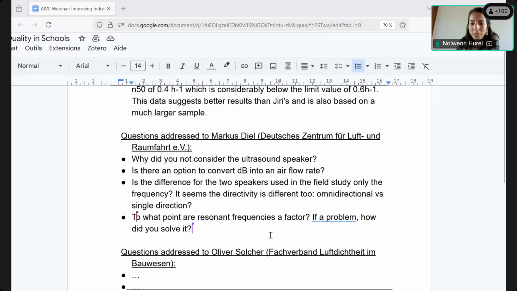Actually, I have a question myself. I see we have a little bit of time. I was wondering if with this acoustic method, what you measure, is it only dependent on the geometry of the leak? Or, for example, if you pressurize and you increase the airflow rate, will you also see an increase in what you measure?